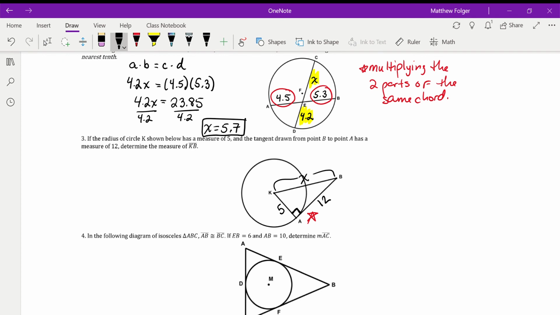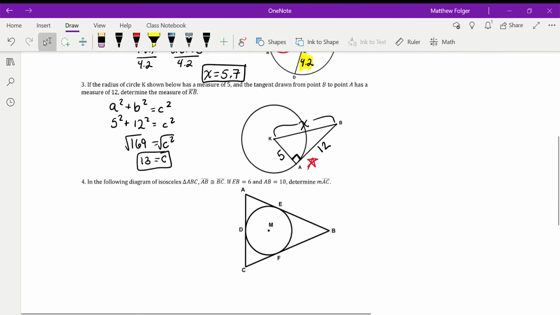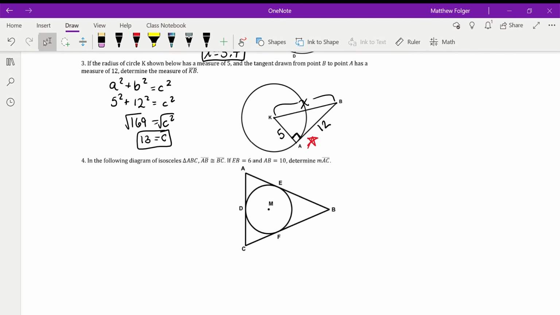Now, to find that, if we know this is a right triangle and I have two sides of it, then we can use A squared plus B squared equals C squared. Or 5 squared plus 12 squared equals C, or you could call it X, it doesn't matter. So at this point, it's just a matter of doing the calculations. 5 squared plus 12 squared is 169, and the square root of 169 is 13. So that should be the answer to number 3. So pretty straightforward. Once you realize that that is a right triangle, you can just use Pythagorean theorem. Now the last one, the one that some people had some trouble with.